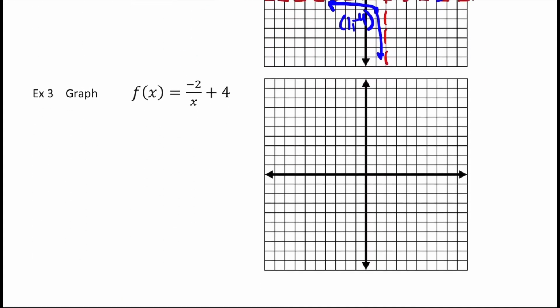Okay, a little bit more challenging on this next one. So now what I have is -2 over x plus 4. Well, I've got two things going on here. That, if you remember, is going to be a reflection in the x or the horizontal.